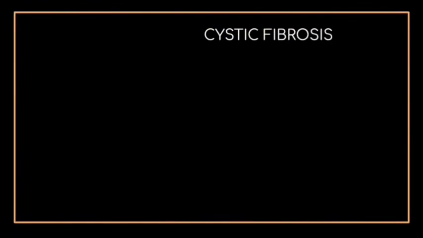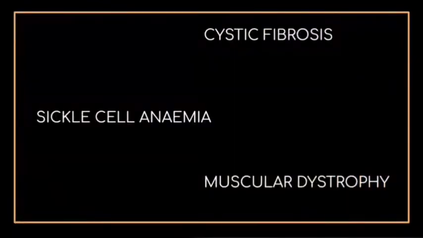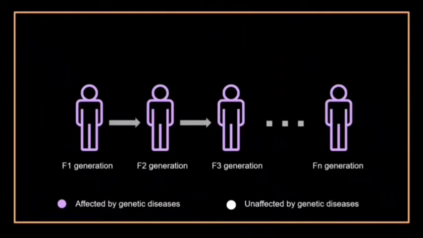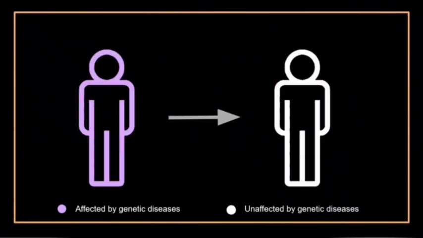Cystic fibrosis, sickle cell anemia, and muscular dystrophy are some of the most common genetic diseases which affect approximately 1 in 25 people. These diseases are passed on from one generation to another, corrupting bloodlines by creating numerous unhealthy offsprings. Gene editing can treat such diseases by erasing the corrupt DNA in patient cells and writing in desired DNA.